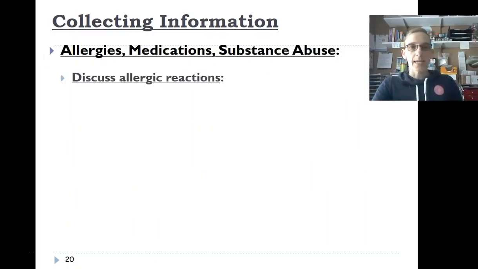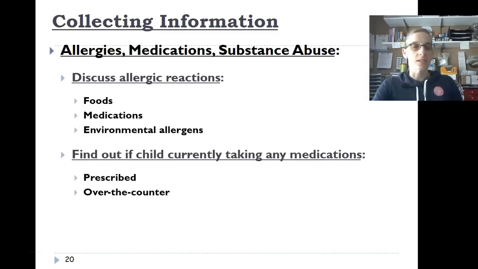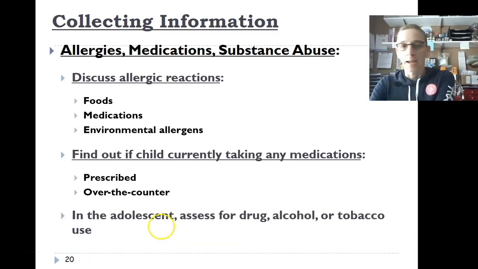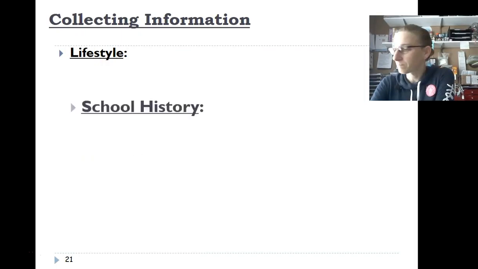Right? Allergies, medications, and substance abuse. Discuss allergic reactions for foods, medications, environmental allergens. Find out if the child is currently taking any medications, prescribed or over the counter. In the adolescents, assess for drug, alcohol, or tobacco use. And again, they may not tell you if the parents are in the room. And I think I've told you guys before, it's amazing what people will tell you if you're very straightforward, non-judgmental, very factual, and asking questions. They will tell you a lot of information.